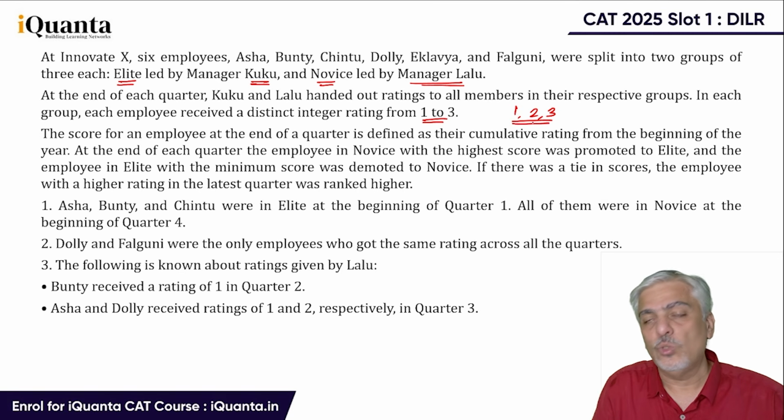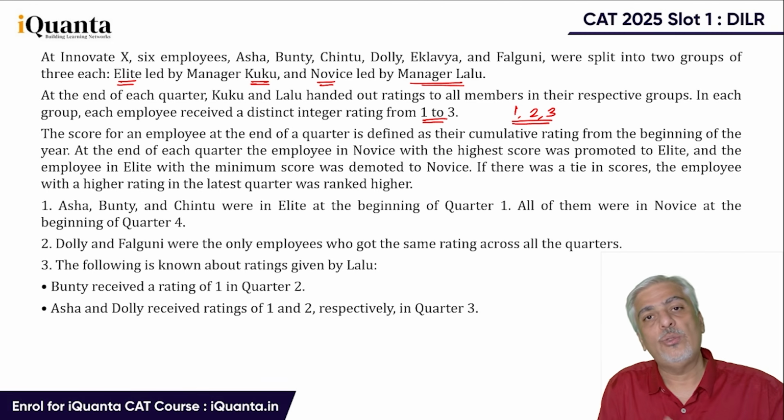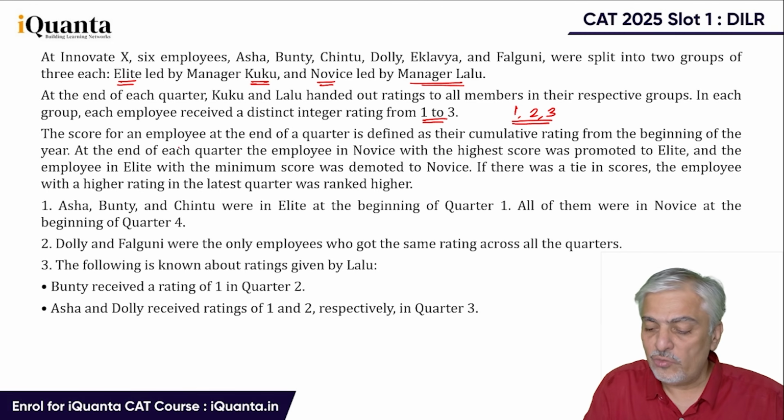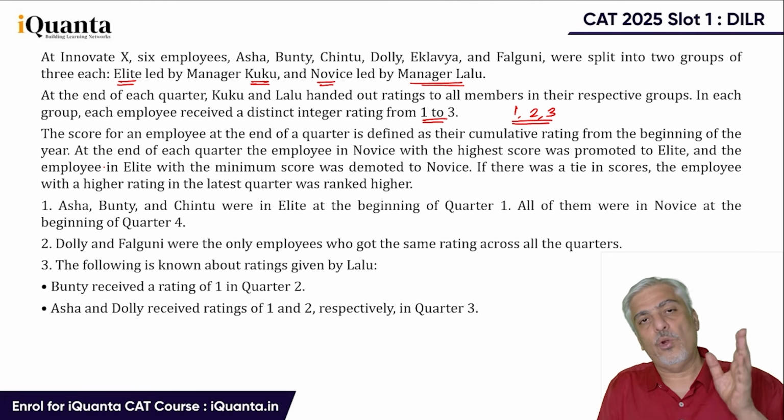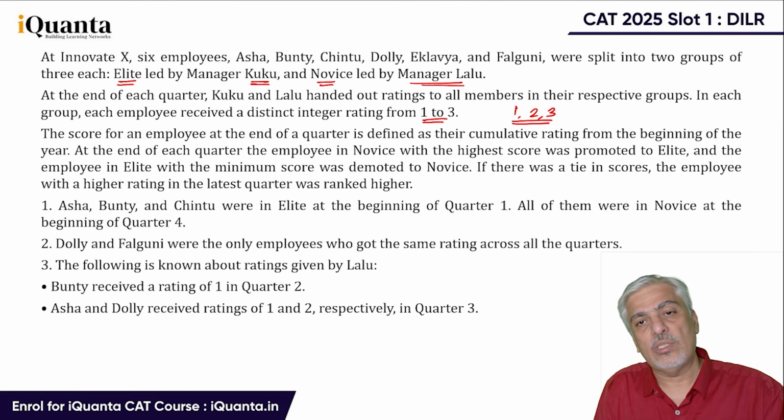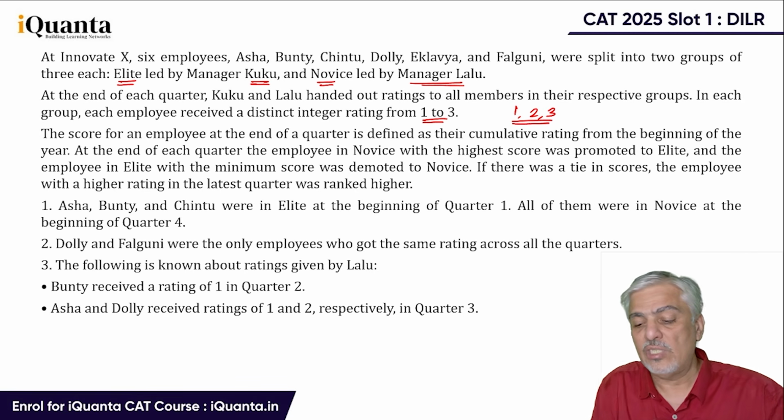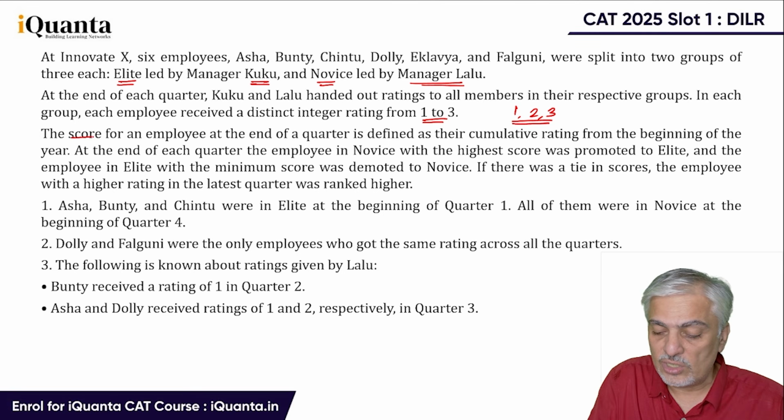That means Cuckoo would give a rating of 1 to 3 to his 3 employees. Lalu would give a rating of 1 to 3 to his employees. The score for an employee at the end of the quarter is defined as their cumulative rating from the beginning of the year. So what somebody gets in first quarter, that's okay. But in second quarter, it will be whatever they got in first quarter plus the second quarter, that becomes the score. Okay, so that is called as a score.